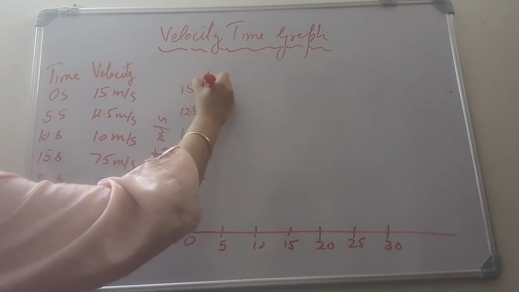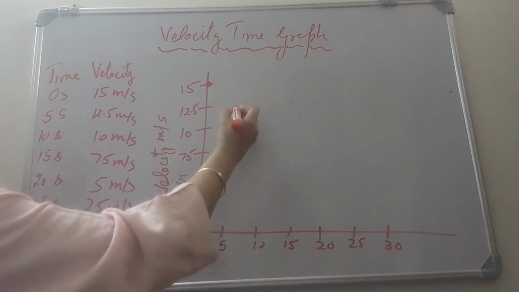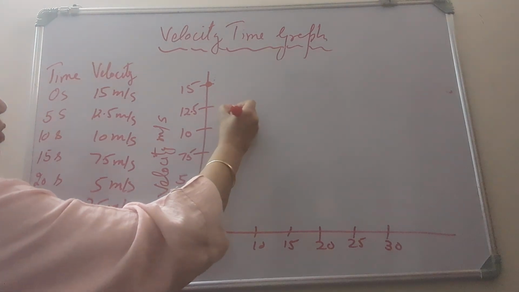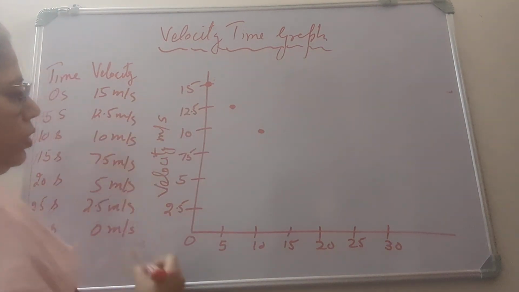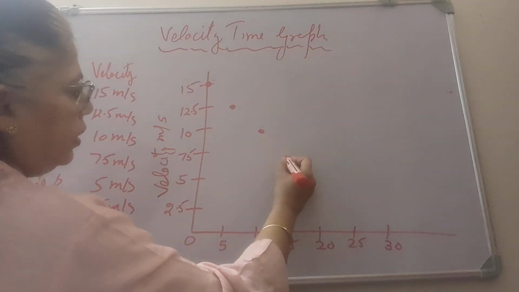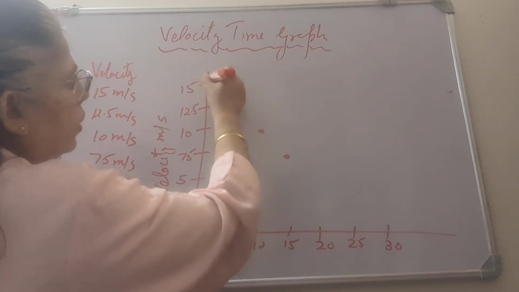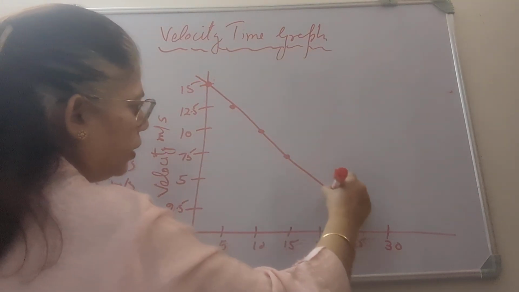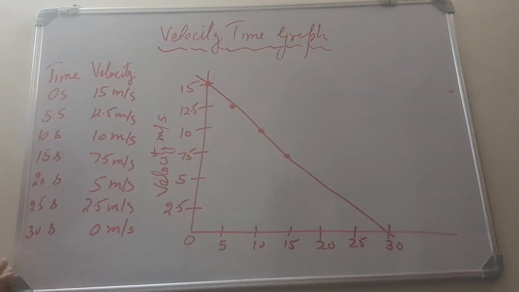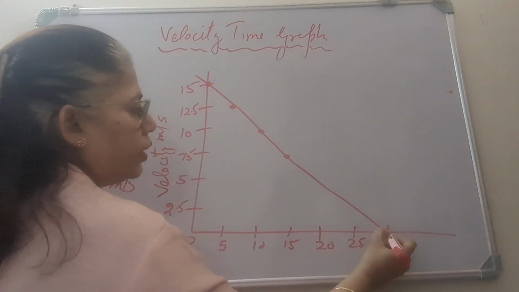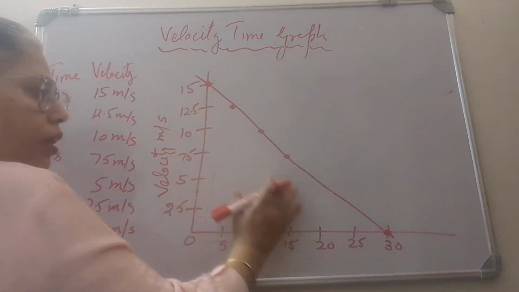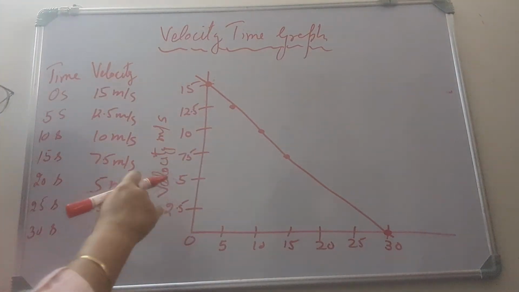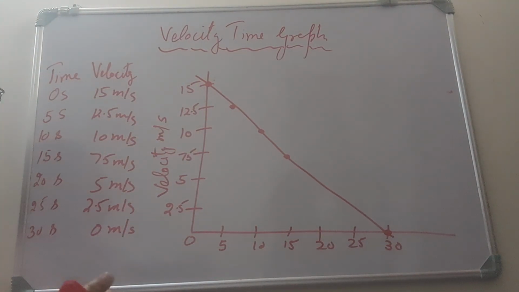At 0, it is at 15. At 5, it is at 12.5. At 10, it is at 10. At 15, it is at 7.5. Like this, we will join this graph to 30. At 30 seconds, it is 0. So, this is our graph. This is also a straight line, but the acceleration is in the opposite direction of the velocity.